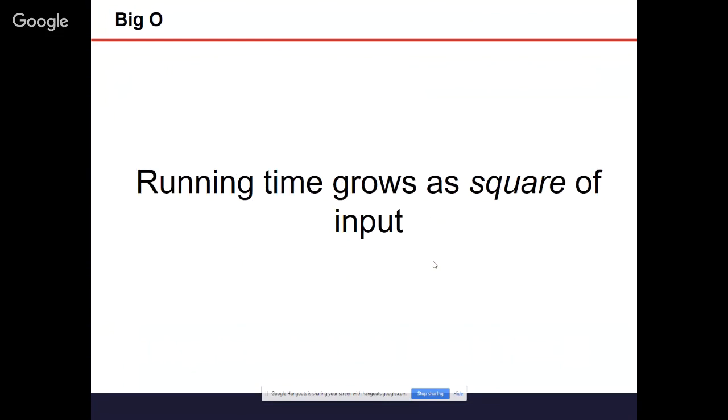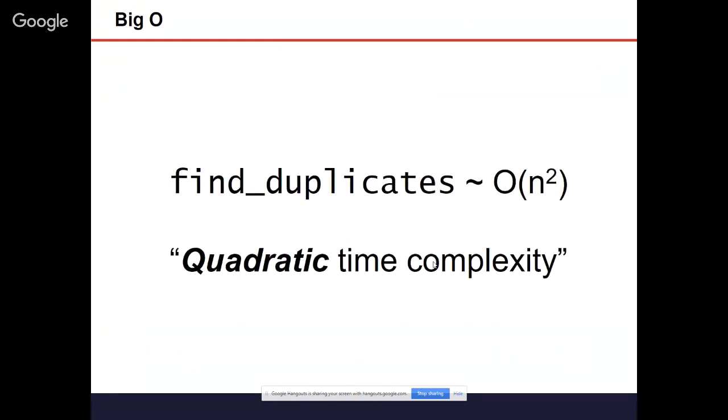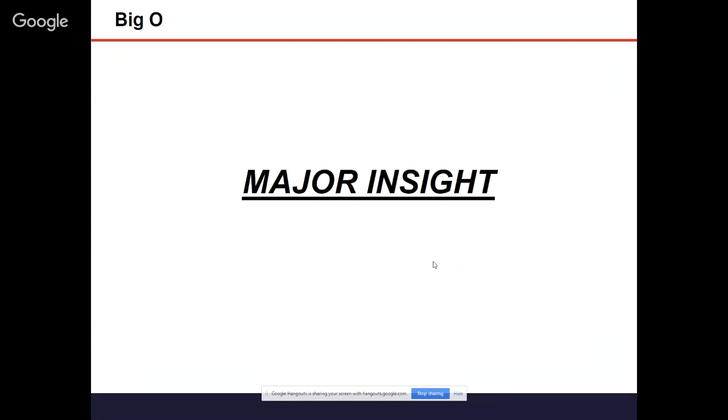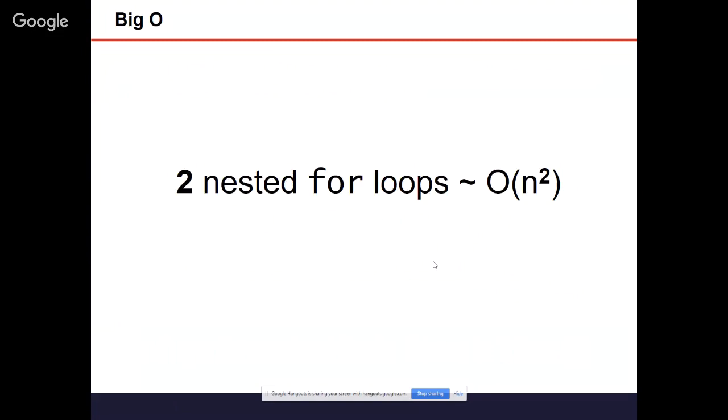Running time grows as the square of the input. So if we run find duplicates, it's going to use this quadratic time complexity. So quadratic time complexity is a class of time complexity, right? That can be denoted with big O notation. So you guys can all say that in your job interviews. Sounds smart.